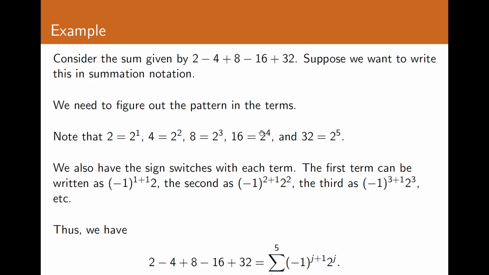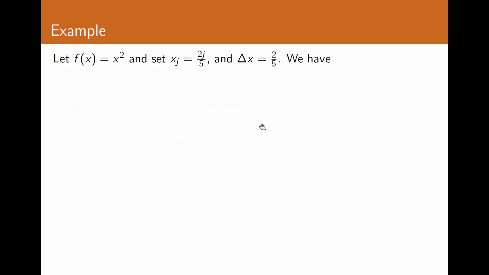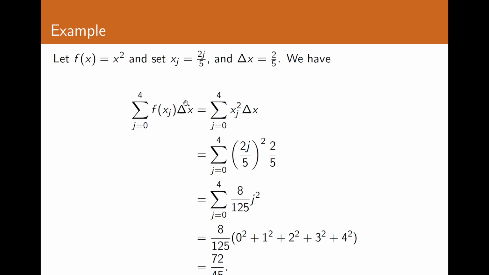So let's see one more example that's more of the form we're going to see with Riemann sums. Let's consider the function f of x equals x squared, and we're going to take terms x_j, which are given by 2j over 5, and we're going to set delta x to be 2/5. We want to evaluate this sum, f of x_j times delta x, going from j equals 0 to 4. The first thing we do is plug in our function. f of x is x squared, so this gives me x_j squared. Now we plug in our values. x_j is 2j over 5, so we plug that in for x_j. The delta x we said is 2/5, so this goes here for the delta x.